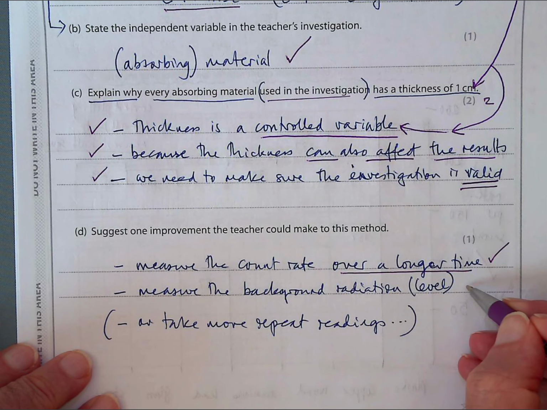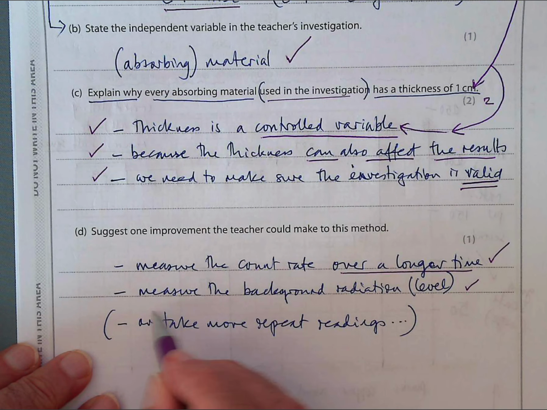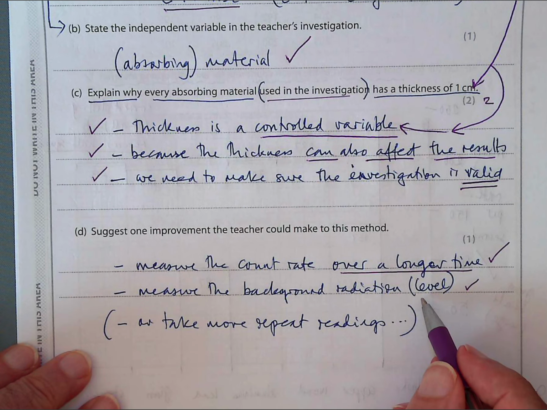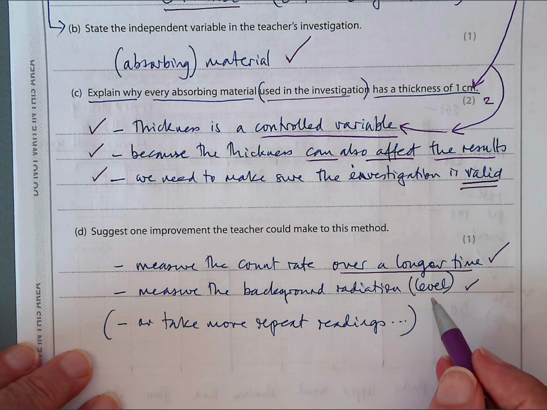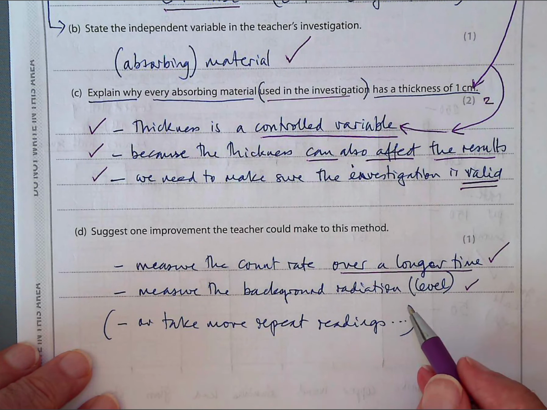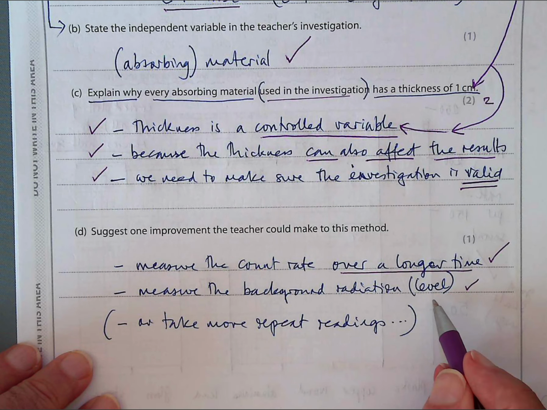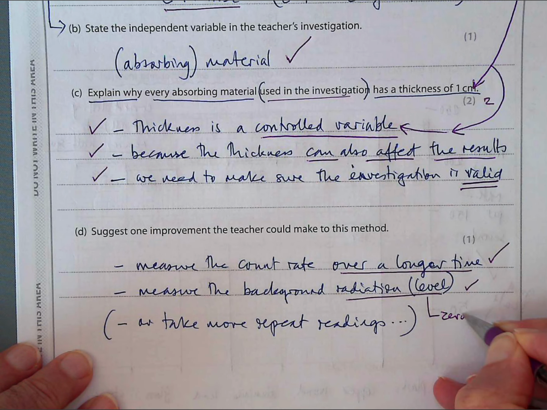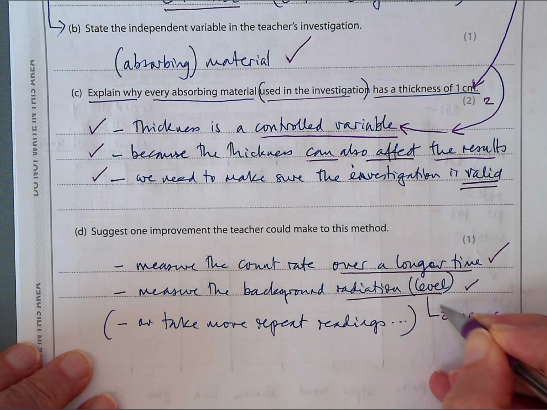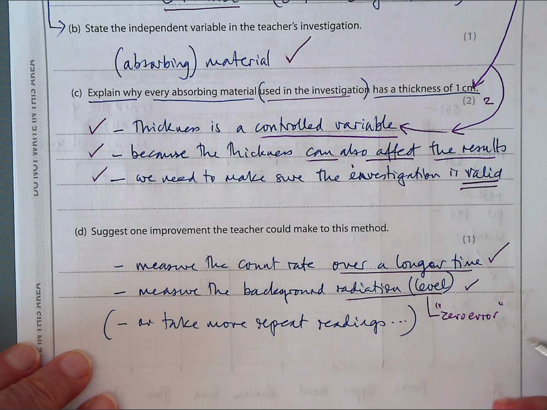The second criticism I have of this is that he should have measured the background radiation in the room, because there's always some background radiation just due to nature, the cosmic rays that are coming through. There's always some background radiation, and you need to remove this from your reading. Okay? So it's like a zero error. The background radiation level is like a zero error. If you don't do it, you'll have a systematic error in your data. It'll always be higher than it really reads.